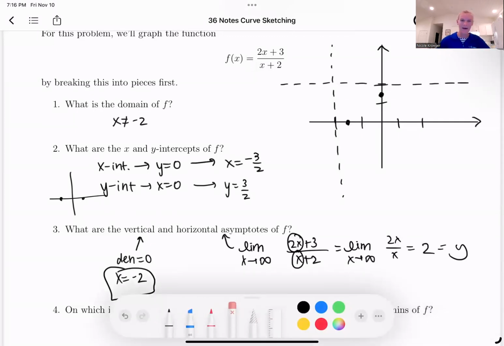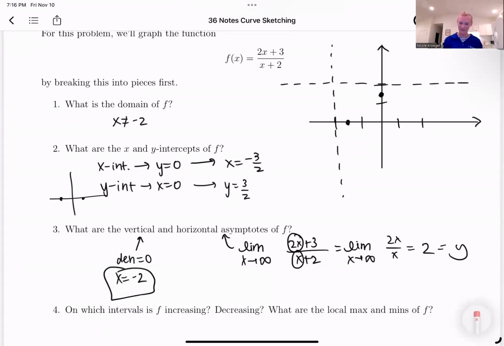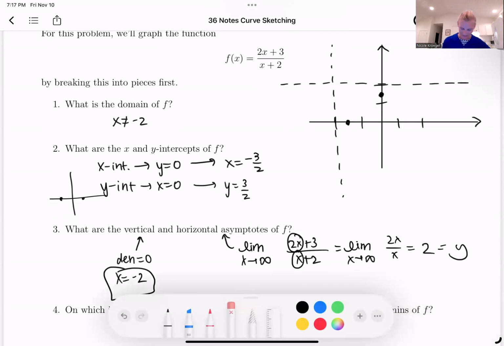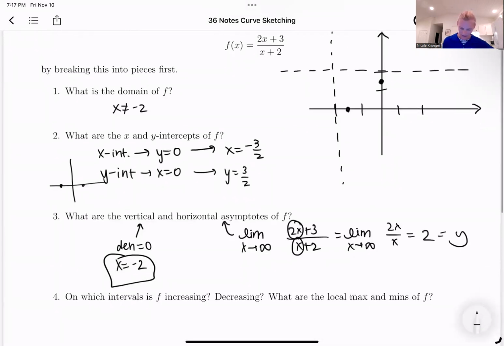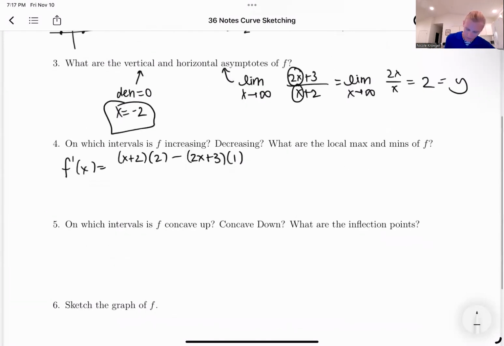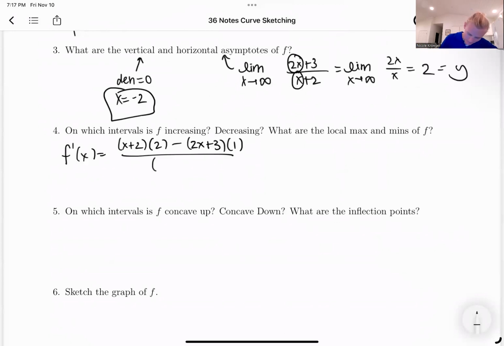Now we're going to ask about the stuff that we've been doing more recently. So where is this function increasing? Where is it decreasing? And where do we have local maxes and mins? So in order to do that, we need to find the derivative, and we'll use the quotient rule. So I have low times d high. D high is just 2, minus high, d low is just 1, over low squared. That's (x + 2) quantity squared.